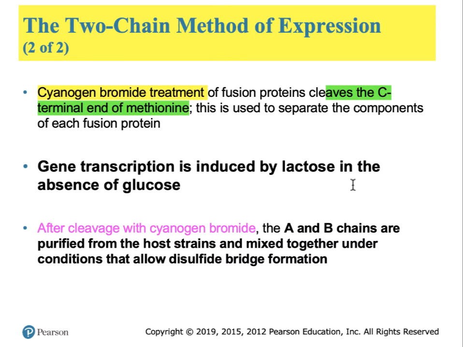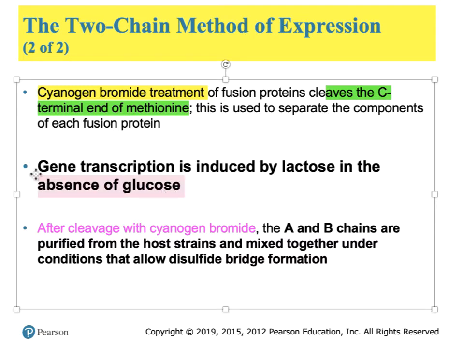Additionally, the use of lactose as the inducer and putting the bacterial cells in a medium without glucose was the key in regulating the activity of this gene. If you're not familiar with this system, you may want to go and visit the chapter on the lac operon. Following cyanogen bromide treatment, the A and B chains are purified from the host strains by lysing the cells and then mixed together under conditions that allow the disulfide bridge to be formed. And now you have human insulin that can be sold to your customers.